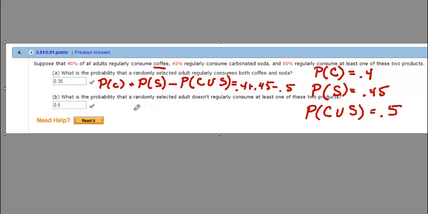And the B question was pretty easy because it's just the opposite. If you're not drinking coffee or soda, it's just the opposite. It means you're not drinking either of those things.